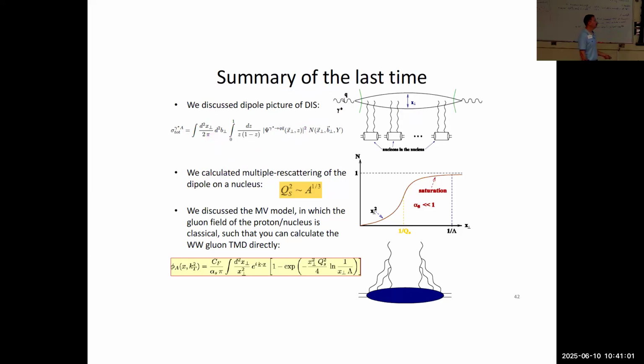Nonetheless, last time we talked about the dipole picture of deep inelastic scattering, and we wrote a formula relating the cross section of virtual photon scattering on a nucleus or proton in terms of an integral over the dipole sizes x perp. We have the dipole wave function squared, and then we have a dipole amplitude, also integrated over z, the longitudinal momentum fraction. In fact, this is all still presented on the board. I asked the organizers not to erase it.